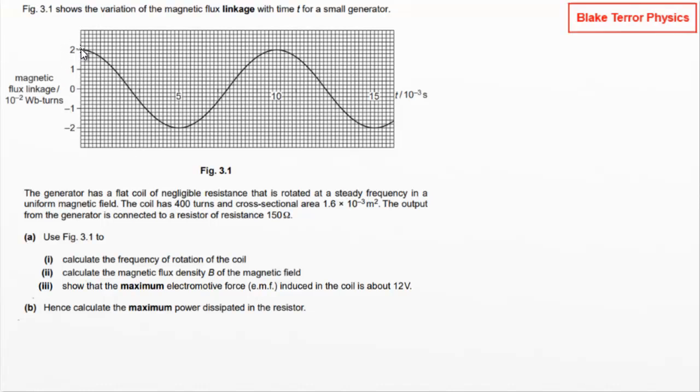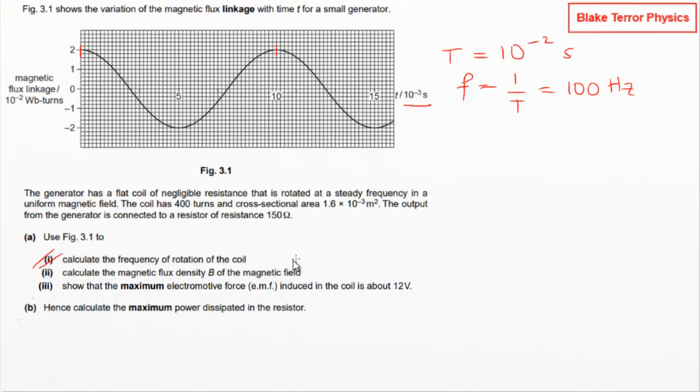So it's taken us from one maximum to the next maximum. That is 10 times 10 to the minus 3. Don't forget the multiplier on the axis there. So our period is 10 times 10 to the minus 3, which is 10 to the minus 2 seconds. So our frequency, which is 1 over the period, is going to be 100 hertz.